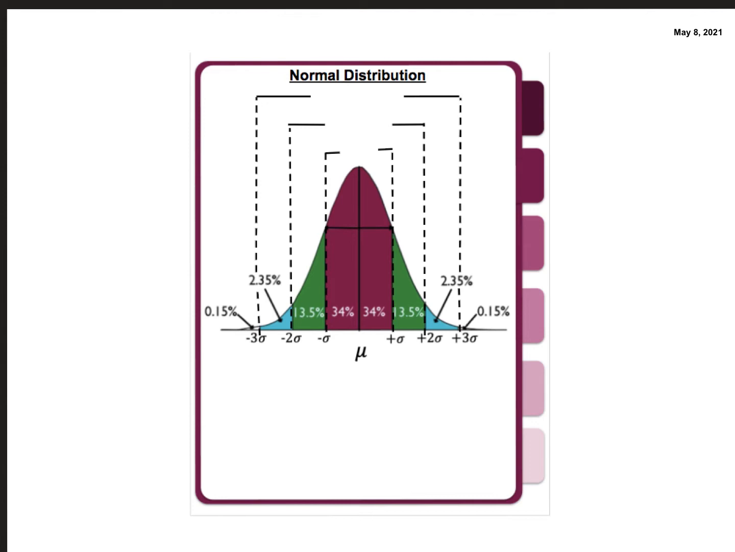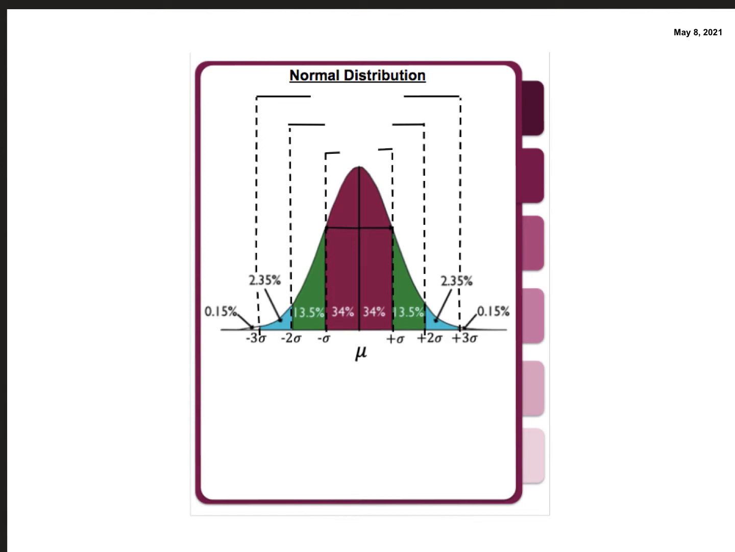So the first thing we're going to talk about is a normal distribution. Essentially, with your normal distribution, it's this bell-shaped curve. And the more trials you do of something, the more likely you are to have a normal distribution, essentially. But we have this rule that talks about how many percentages our curve is broken up to.